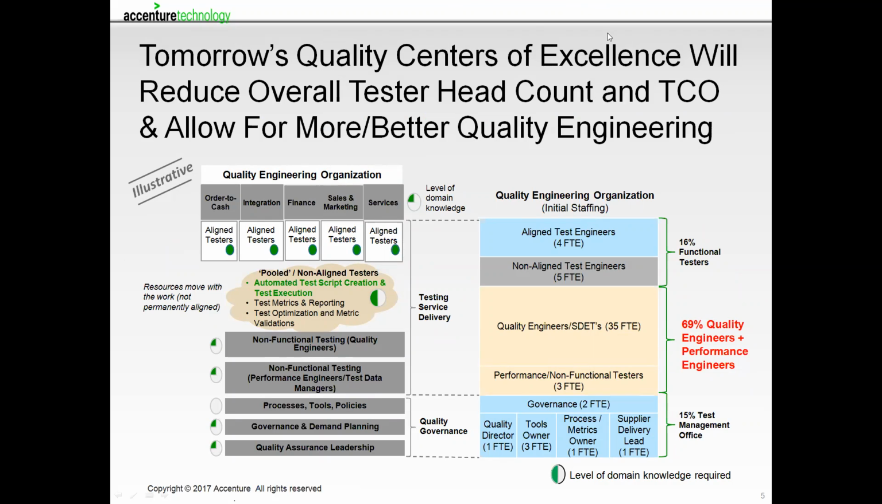But as you go to the next slide here showing the quality center of excellence with quality engineers, now instead of 70% doing manual testing, you've got 69% are quality engineers or performance engineers. So you still have the same number of people essentially doing the test management office, but you shrunk your manual functional testers down to 16%. And if you'll note, and I don't have it added up here, but this adds up to about 55 people. So this is very conservative.